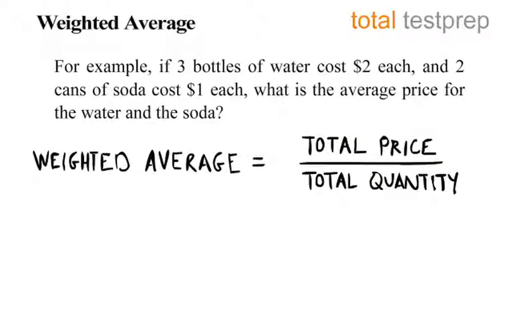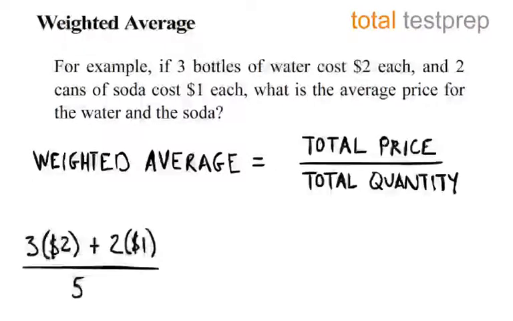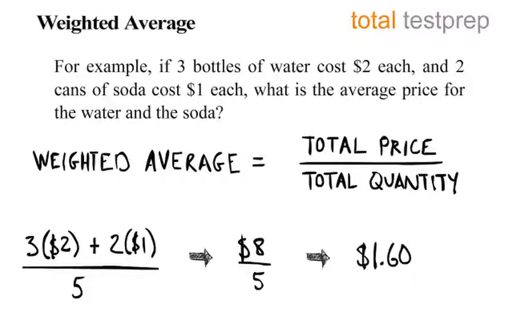Whenever you're asked to find a weighted average, you won't be specifically asked what the weighted average is. But it usually has a question to deal with price and quantity. And you just have to remember that you have to find the total price divided by the total quantity. So in this case, the total price is 3 times $2 for the water plus 2 times $1 for the soda. And the total quantity is 5 because there are 3 bottles of water plus 2 cans of soda. Once again, this is therefore $8 divided by 5, or $1.60. So the weighted average, once again, is $1.60.